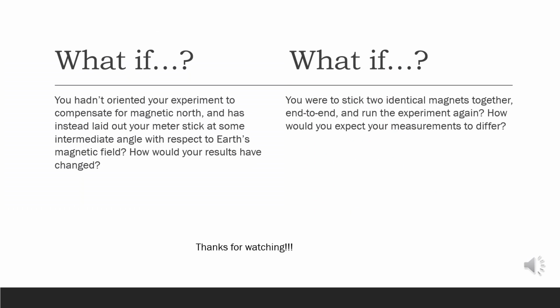Today we have two what-if questions. For the first one, if we hadn't compensated for magnetic north and laid the meter stick at an intermediate angle, our results for Bx would have all been off by specific amounts due to interference by the Earth's magnetic field. Not only this, but since the magnetic fields superpose, this would have adversely affected the magnitude of the magnetic field in the second part, leading to inaccurate results.